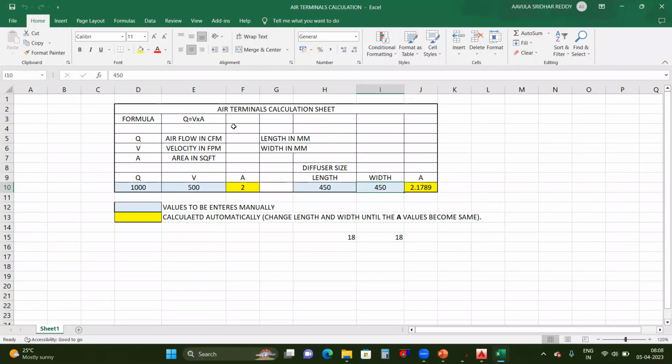Okay. So first we will understand this Excel method. Nothing but here I have written the formula. So here I have written the abbreviations, just what we discussed.